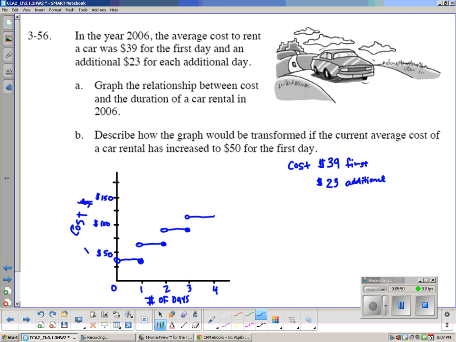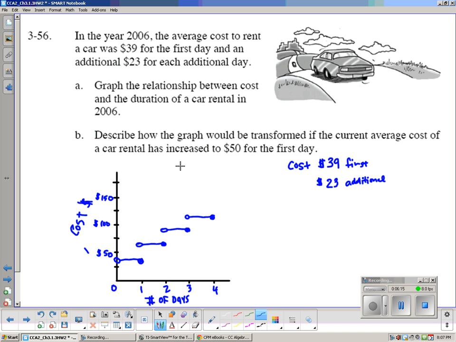So what we've got here is a step function. We've got a step function here because we're not going to pay any increments in between. We're only paying by adding $23 each time there. So this would be our cost function, written all kind of sloppy here. My apologies. And this is our number of days here. So this is what our graph's going to look like.